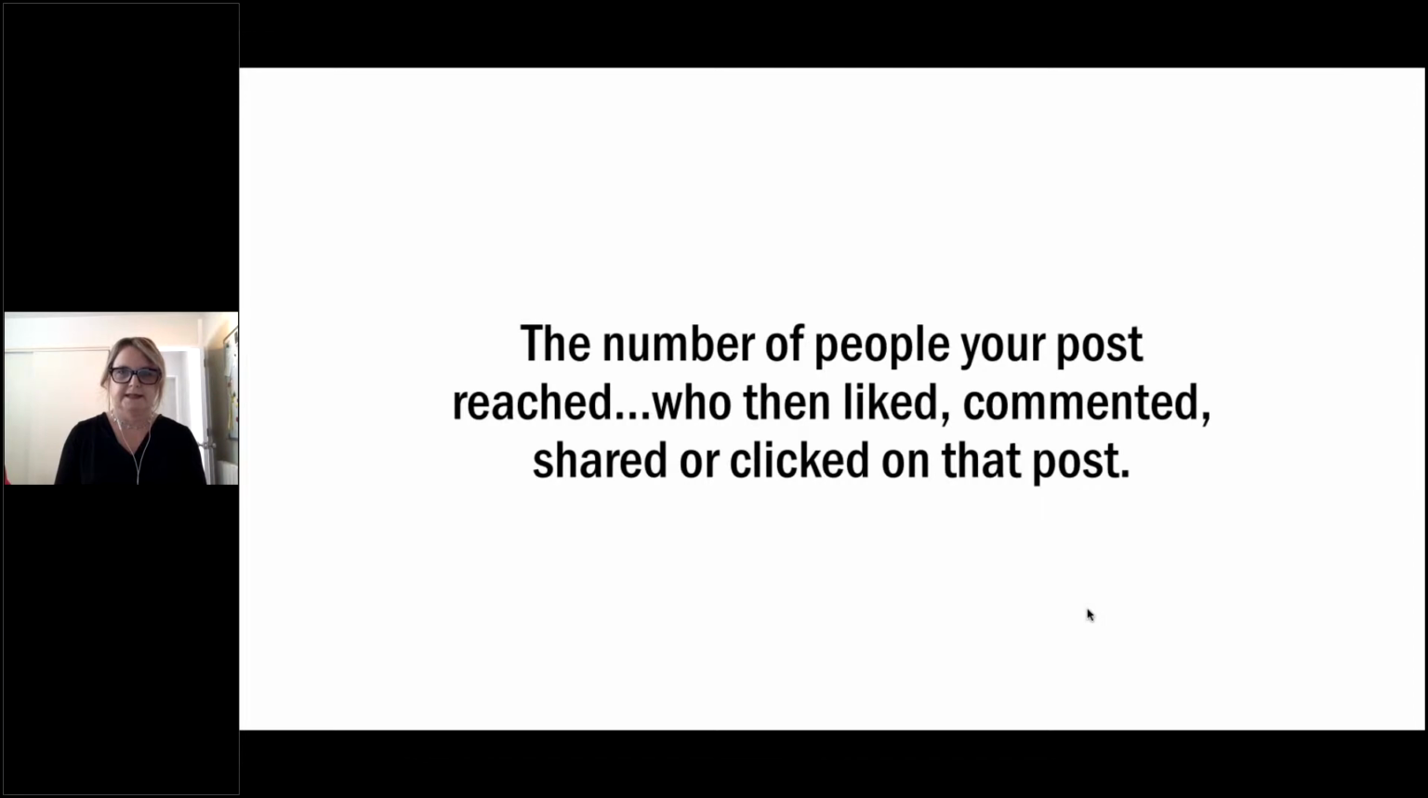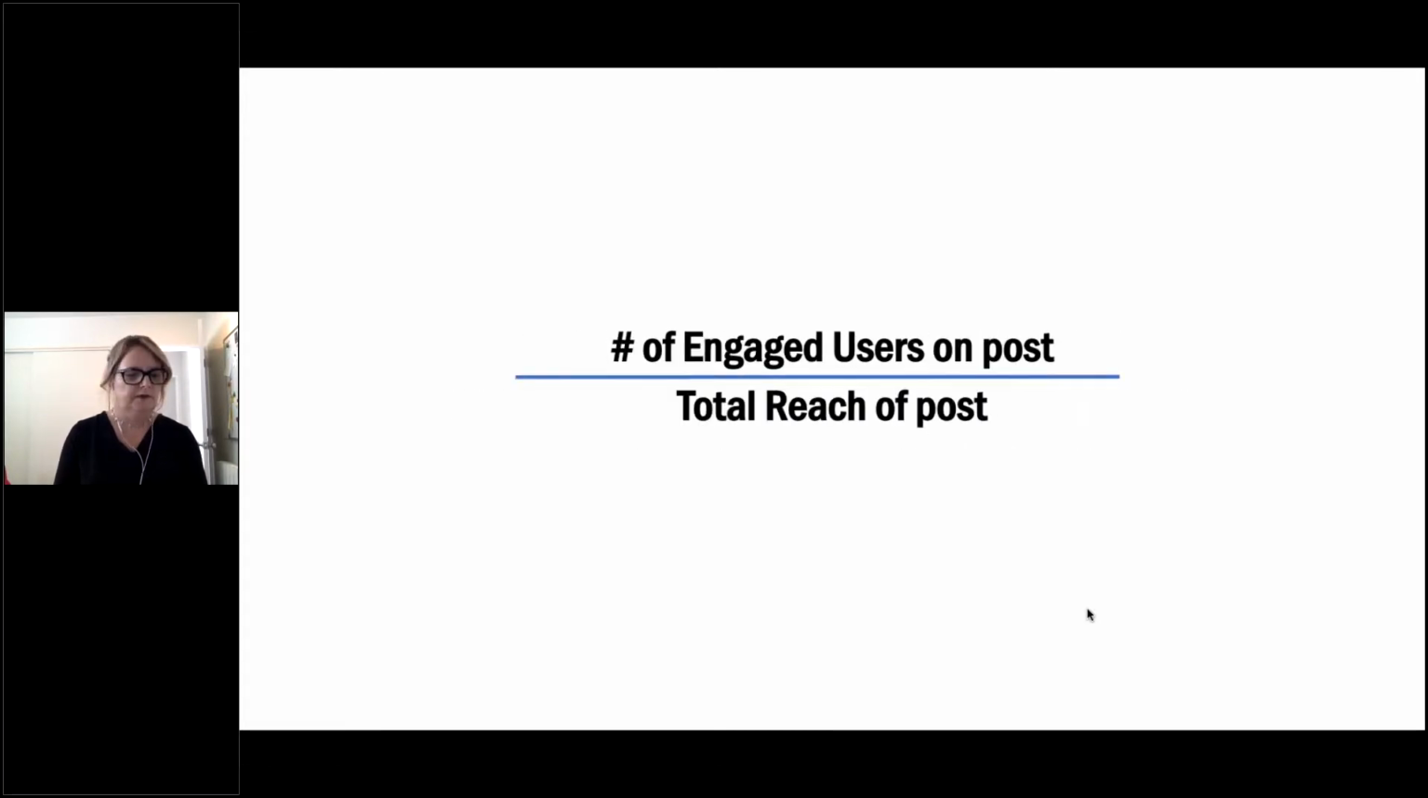Post engagement rate is described by Facebook as the number of people your post reached who then liked, commented, shared, or clicked on your post. So in other words, engagement rate is calculated as the number of engaged users on the post divided by the total reach of that post, and that's then expressed as a percentage.